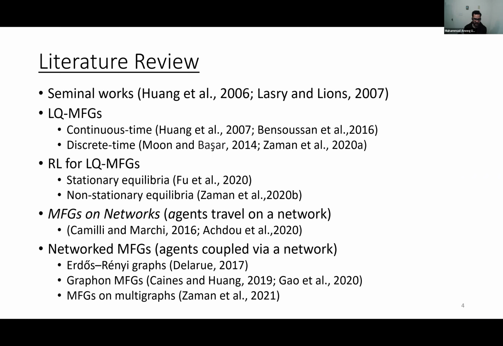Working on or doing RL for network mean field games is hard because you need some sort of symmetric condition on the interaction model. If you take graphon mean field games, each agent will have a different interaction with the other agents. So generalizing that is a bit hard.